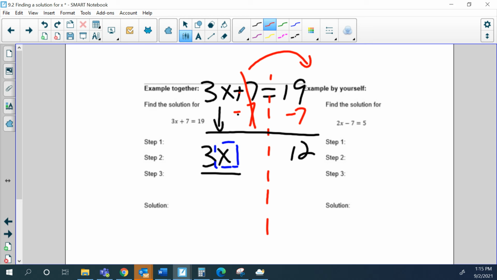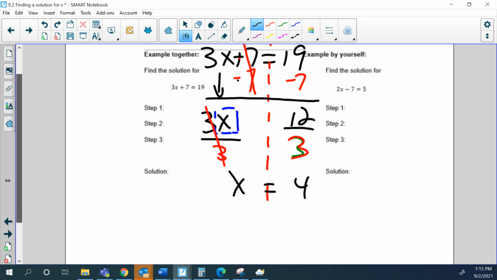So I'm going to undo that multiplication. I'm going to divide by 3 here. And again, what I do to the left side, I must do to the right side. And so I'm going to divide this side by 3. Oops, wrong color. By 3. The 3 goes away. It cancels out. It becomes 1. So I'm going to have 1x or just x on the left side. And 12 divided by 3 is 4. So x is equal to 4.